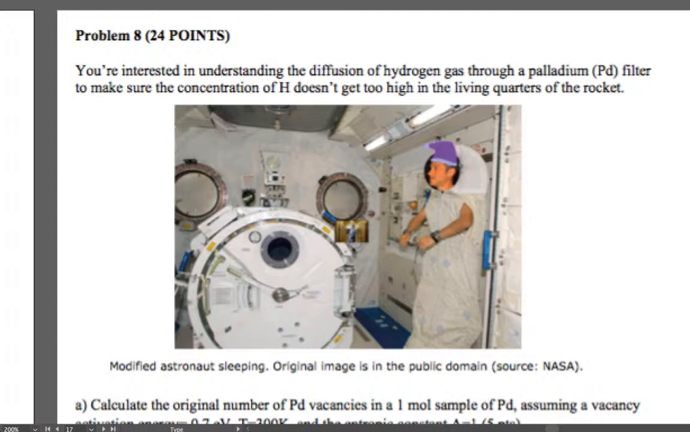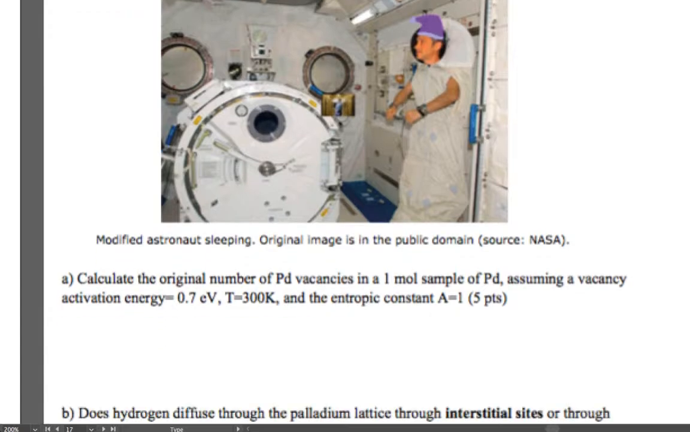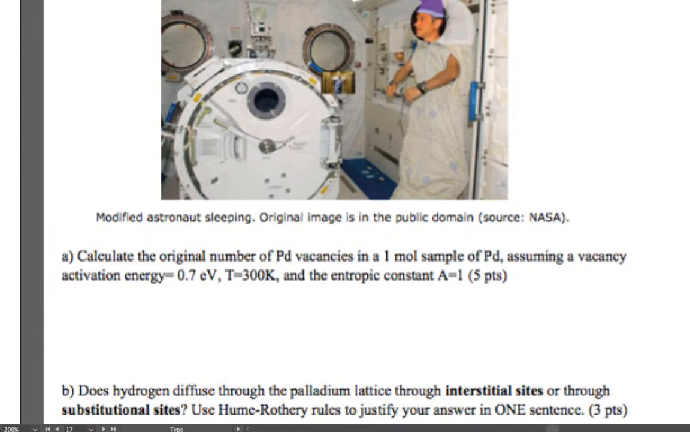You are interested in understanding the diffusion of hydrogen gas through palladium, to make sure the concentration of H doesn't get too high in the living quarters of the rocket. Calculate the equilibrium number of vacancies in a 1 mole sample of lead, assuming the vacancy activation energy is 0.7 electron volts, T is 300 Kelvin, and the entropic constant A equals 1.